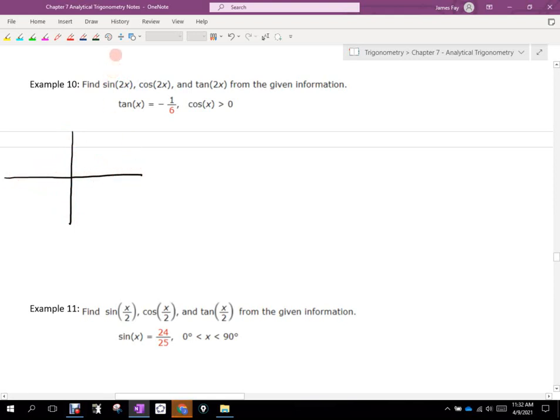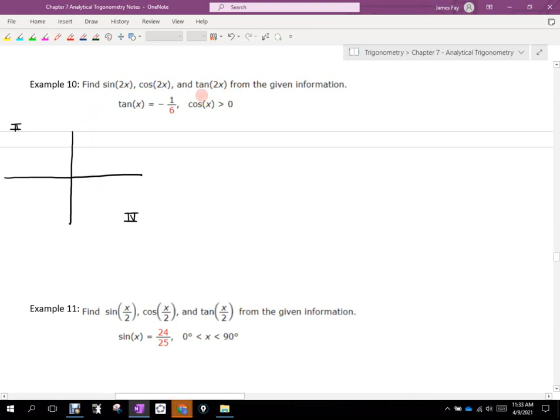Now, they tell us that tangent is negative 1/6. So if tangent is negative, what 2 quadrants is tangent negative in? 2 and 4. So our angle that they're calling x could be in either of those 2 quadrants, which could create an issue for us in finding sine of 2x, cosine of 2x, tangent 2x. We could ultimately have 2 different sets of solutions.